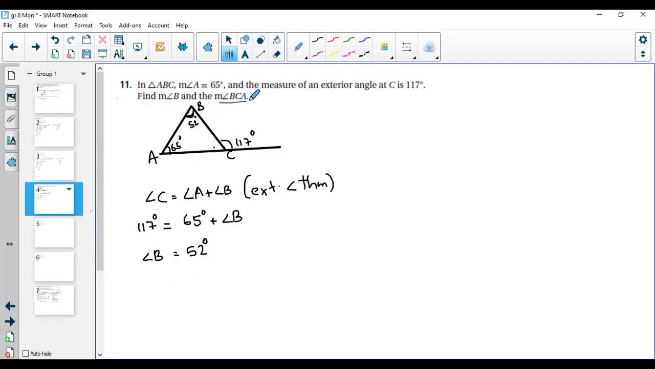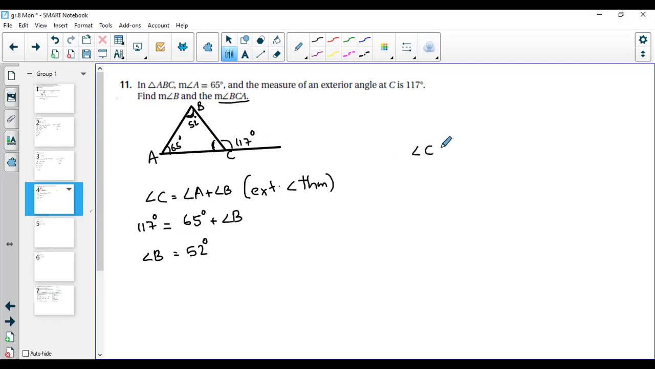Now the remaining is angle BCA. We need to find this angle. There are two ways to find it. According to the triangle sum theorem, you can add these two and subtract from 180. Or if you notice, this is a straight line. These are angles on a straight line, and angles on a straight line add up to 180. So you could simply subtract that from 180 and get the answer.